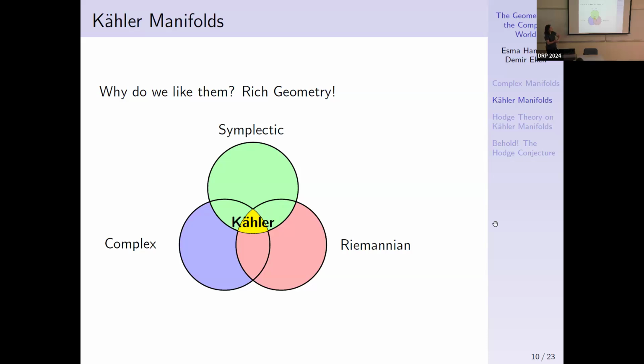So now we will introduce Kähler manifolds. Why do we like them? Why do we study them? Because they have very rich structure, very rich geometry. They are complex manifolds. They have a Riemannian metric, which makes them Riemannian manifolds. They also have a symplectic manifold structure. By symplectic manifold, I mean you have a 2 form that is closed. Being closed means when you differentiate it, you get 0. And it is non-degenerate. Non-degenerate means that for our fundamental form omega, if omega(v, w) is equal to 0 for all w, then v must be 0.